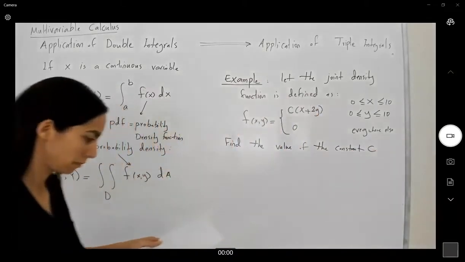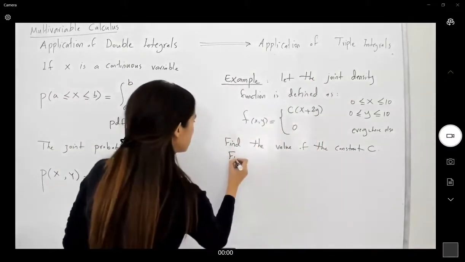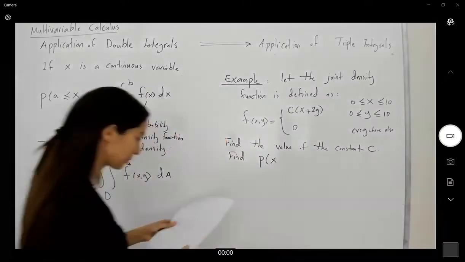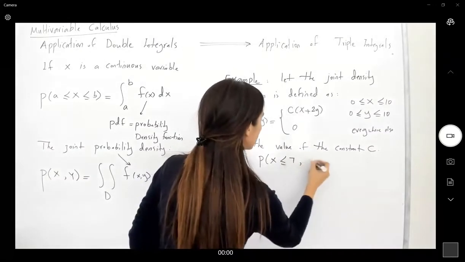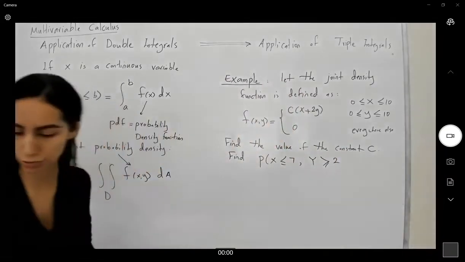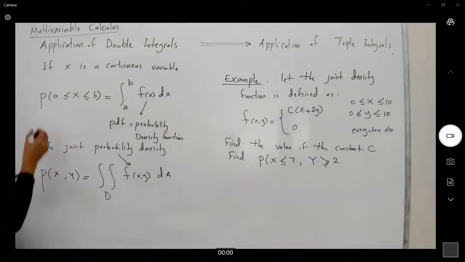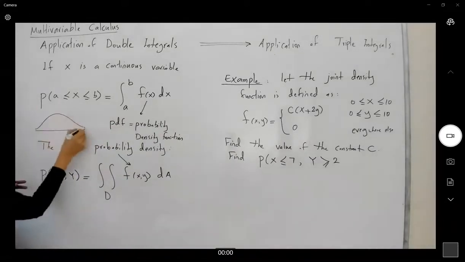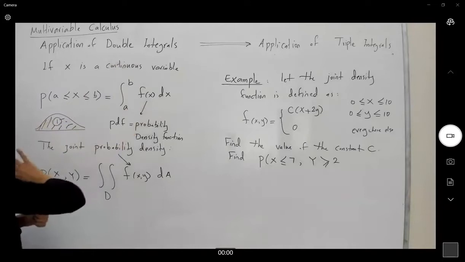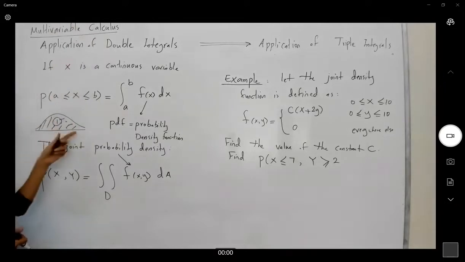The question says, find the value of the constant C, and then find the probability that x is less than or equal to 7 and y is greater than or equal to 2. Remember that when we are talking about the density function, the area below the graph is 1. So this integral, if you expand a to negative infinity and b to positive infinity, is equal to 1.